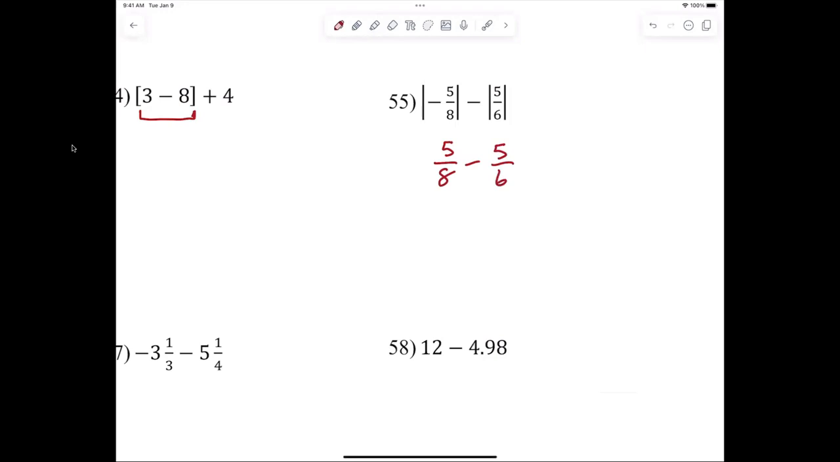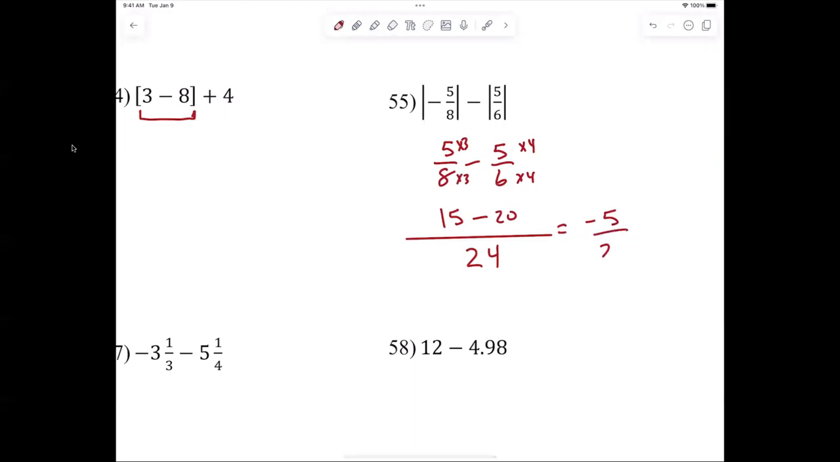All right, so now we're adding and subtracting fractions, so I need a common denominator. What's my common denominator here? 24. Multiply the first fraction by what? So that becomes 15 minus the second fraction multiplied by what? All right, and I end up with what? 20. What's 15 minus 20? -5 over 24.